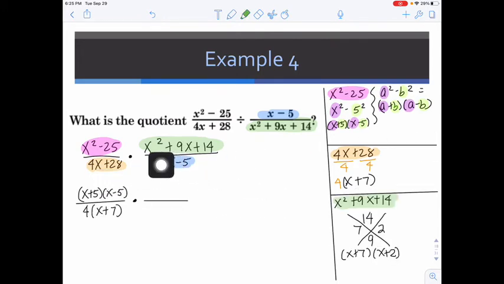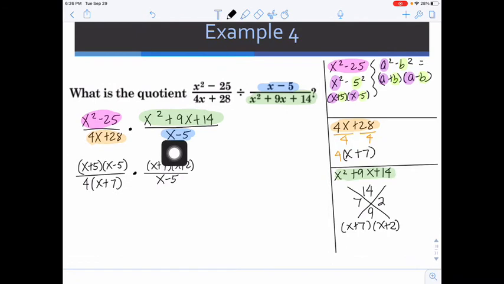For our next numerator, x squared plus 9x plus 14, we have a quadratic with a coefficient of 1 for a. So again, we can use just the x box. 1 times 14 is 14. B is 9, so we need two numbers that multiply to 14, 7 times 2 is 14, and add to 9, 7 plus 2 is 9. So this tells us we have x plus 7 times x plus 2. That's going to be our second numerator. And then our second denominator was already as factored as it could be.